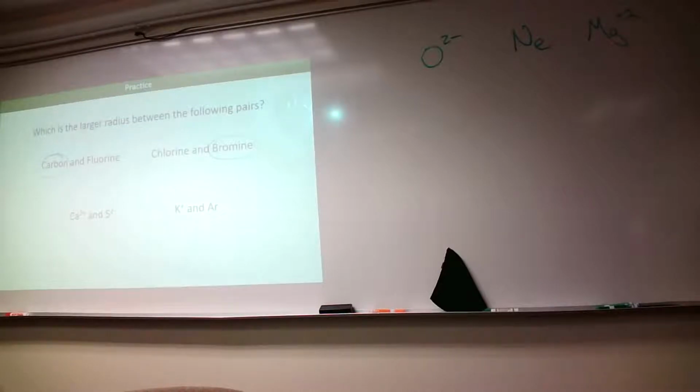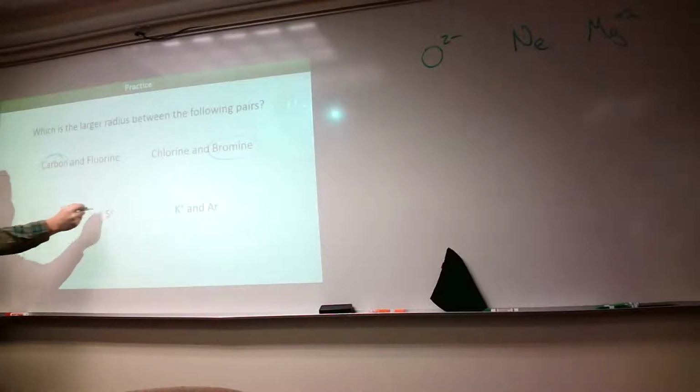1s2, 2s2, 2p6, 3s2, 3p6. So their valence shell is 3 for both of them, with the same number of electrons. Calcium's got more protons, which makes it smaller. Sulfide has fewer protons, so it doesn't pull them in as tightly.